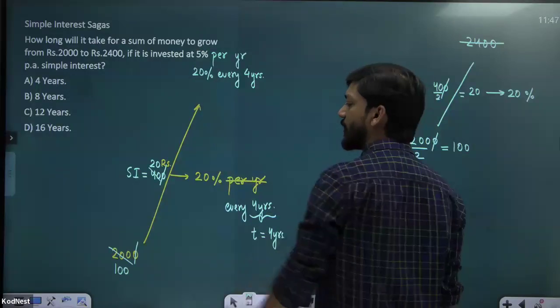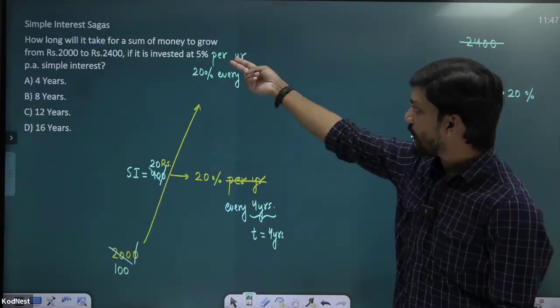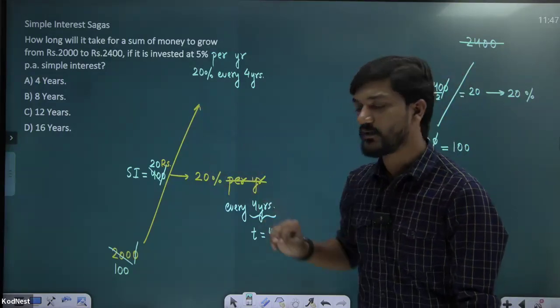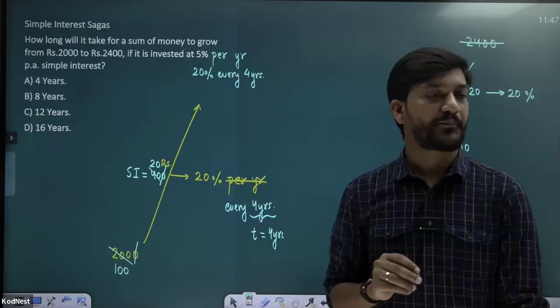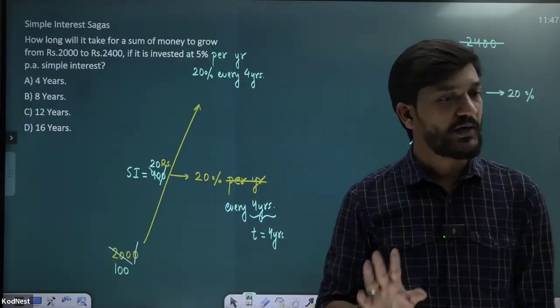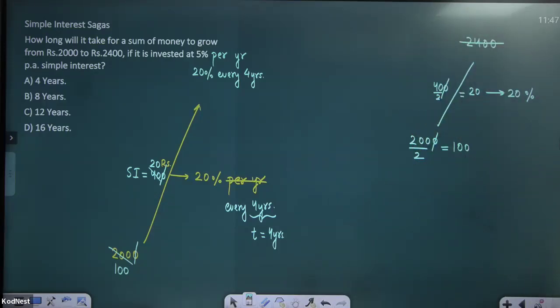20%, 5%, compare. Once you compare, you will see 5 into 4. So why is it 5 into 4? It is technically correct, 20 rupees, 20%. But why is it not matching? Because it is 1 year, it is 4 years. That's why it is not matching. Understood now? 120 you will get after cancellation. Cancel the common factors.